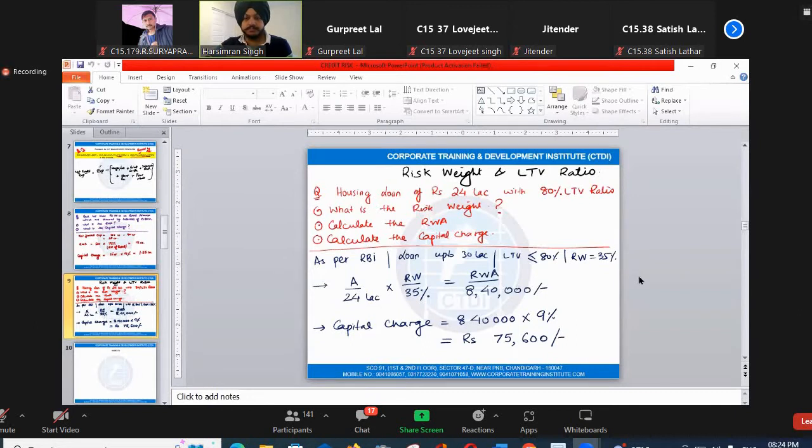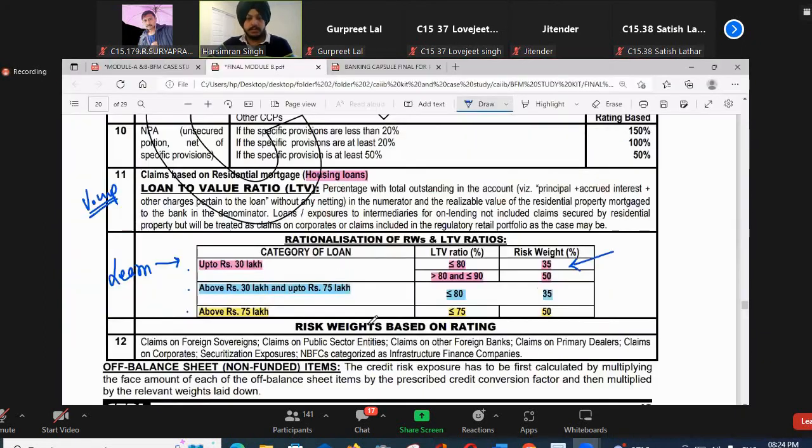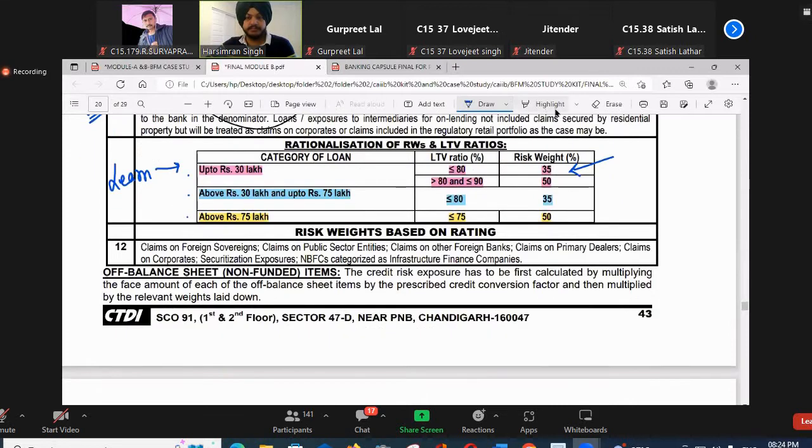Now, नीचे, off balance sheet exposures. This already I have told you in the PPT. The credit risk exposure will first be multiplied. How will you calculate the credit risk exposure? The face amount of each off balance sheet item will be multiplied by the prescribed credit conversion factor.